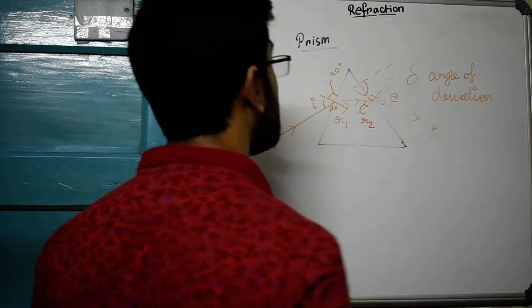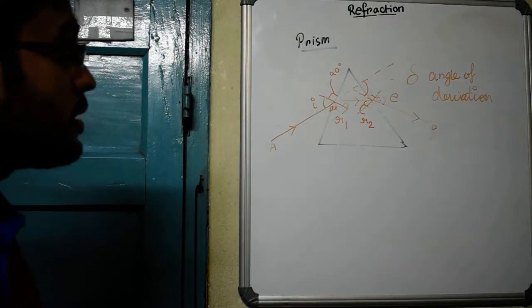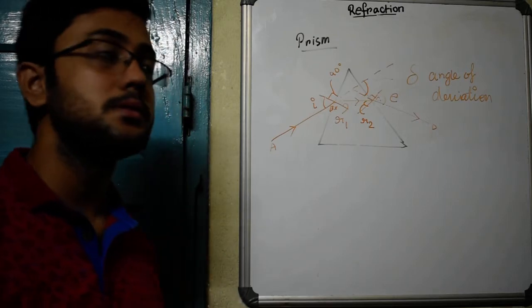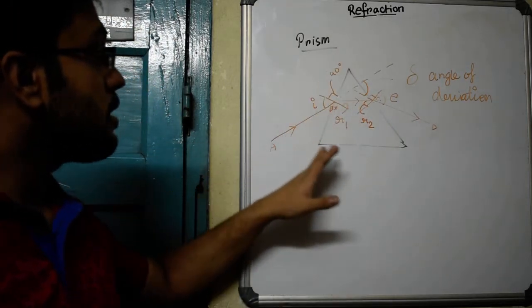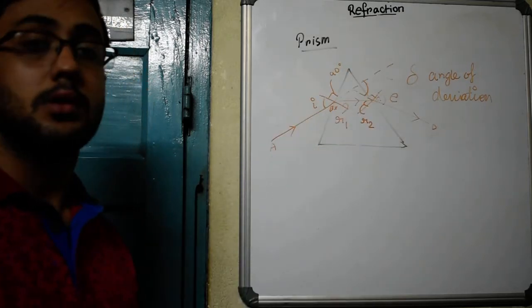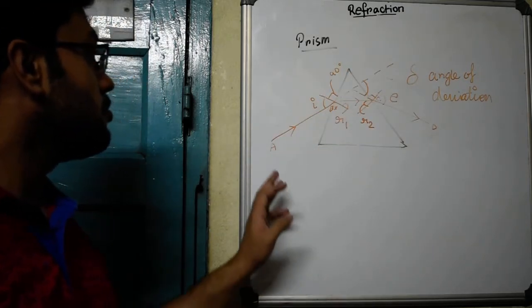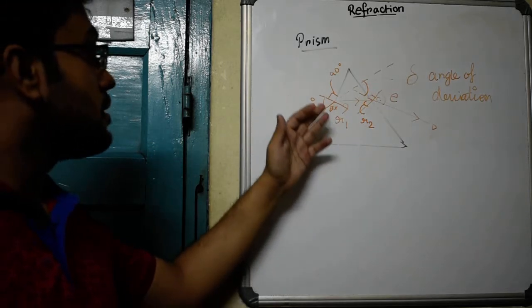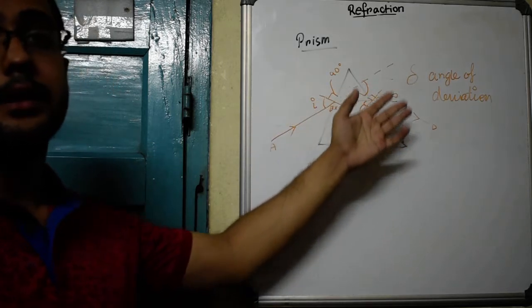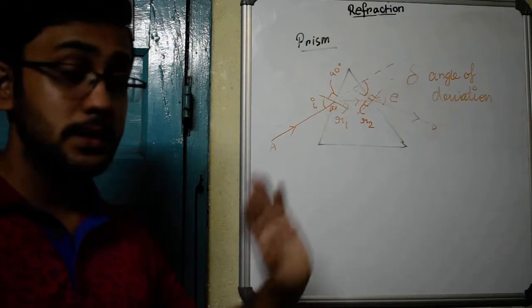So once again, when you study this, you will need to know the diagram of the prism and also the different terminologies. This triangle here is the principal cross section of the prism. You have an incident ray AB which refracts to form the refracted ray BC and finally comes out of the prism to form the emergent ray CD.